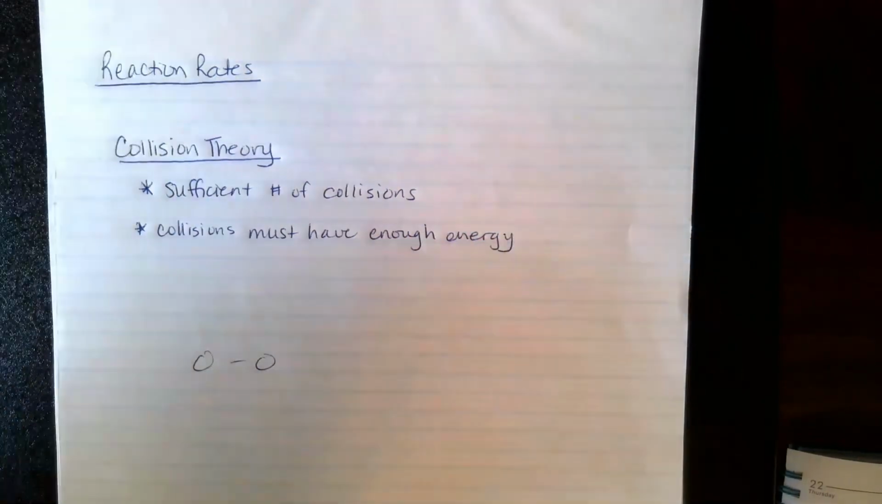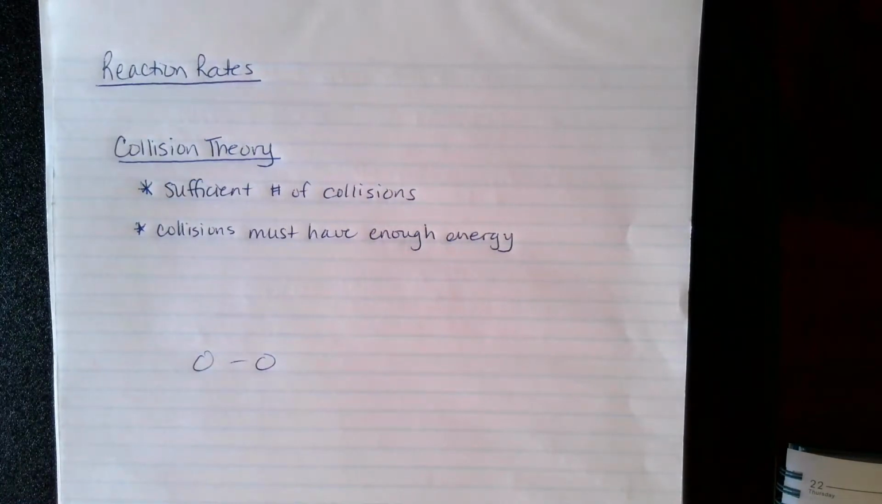Okay, the second part says when those molecules collide, they have to have enough energy so they don't simply bounce off each other, but they hit each other and then break apart the bonds. So not only do we have to have enough collisions, but we have to have collisions with enough energy that's going to break those bonds.